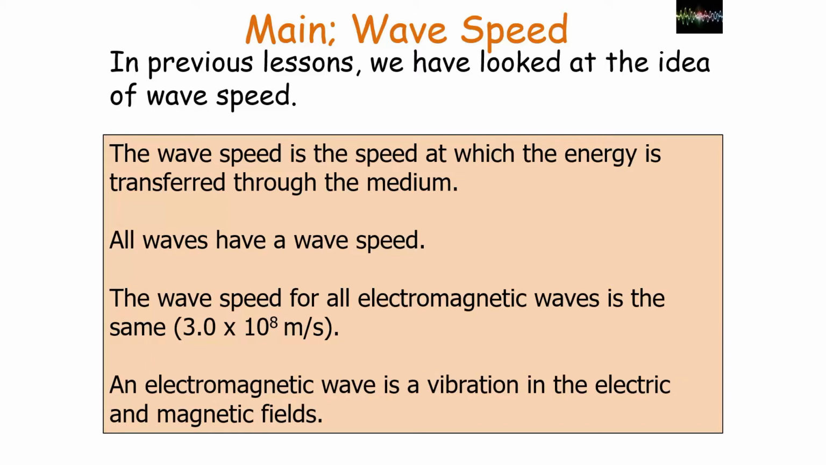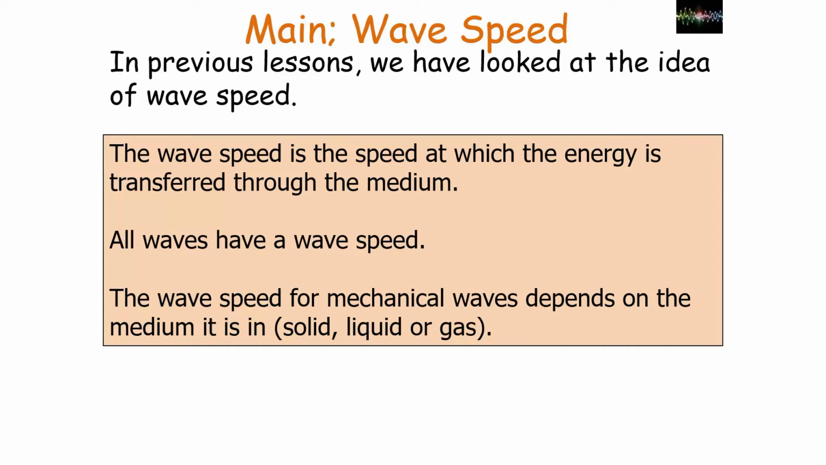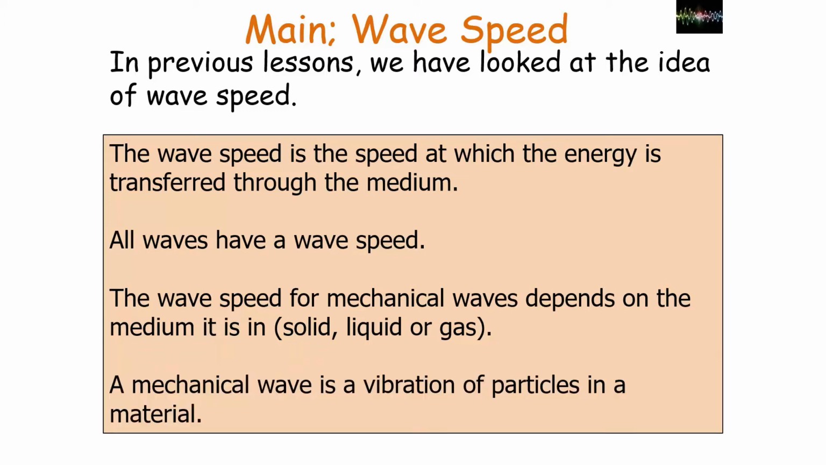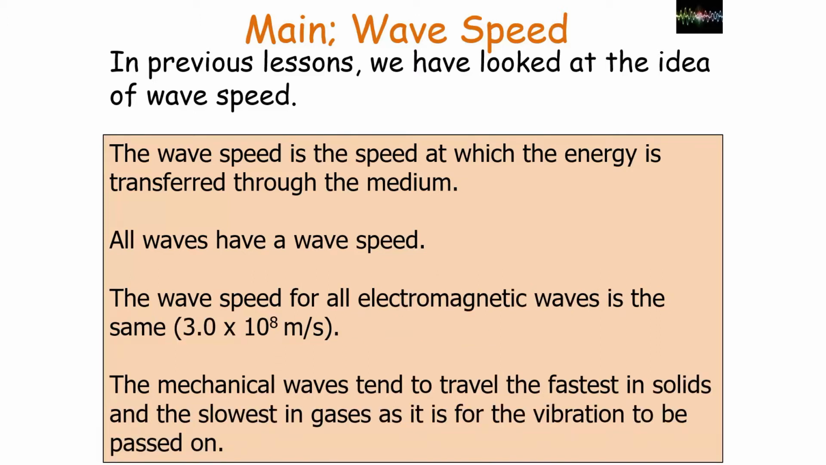Now an electromagnetic wave is a vibration in the electrical and magnetic fields that permeate through our universe. Now the wave speed for a mechanical wave depends on the medium it is in, whether it's in a solid, a liquid or a gas. Now a mechanical wave is a vibration of particles in a material. Now mechanical waves tend to travel the fastest in solids and the slowest in gases, as it is easier for the vibration to be passed on in solids compared to gases.